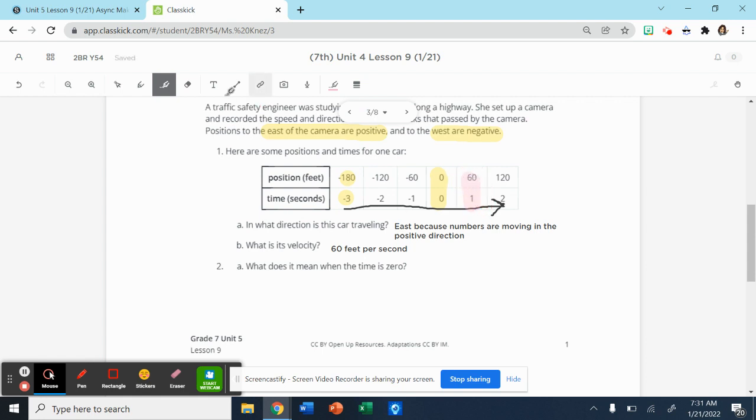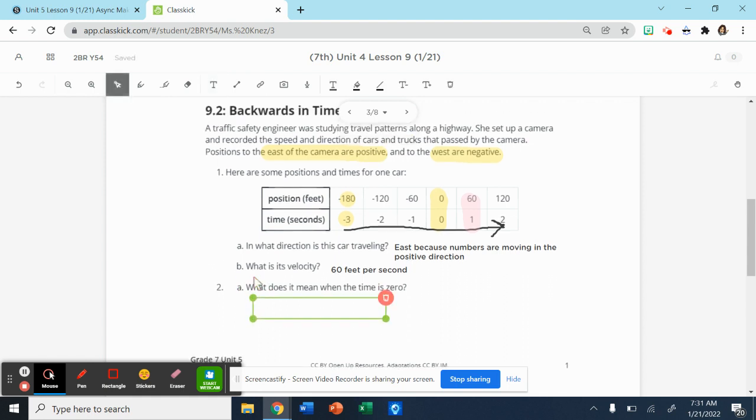And so when the time is 0, that is when the car passes the camera. Time starts when the car is at the camera. And before the camera, the time is negative. And that's what it means when the time is 0. And so this is kind of an introduction to the situation that we'll be using to think about the next couple of questions. So go ahead and pause this video if you need to get these down, and then we'll talk.